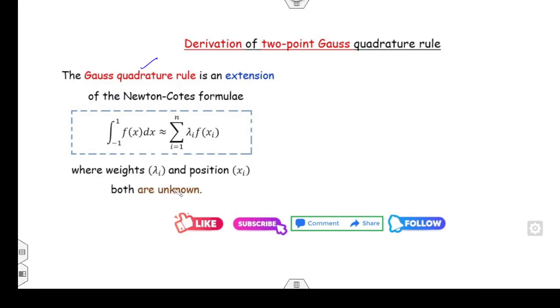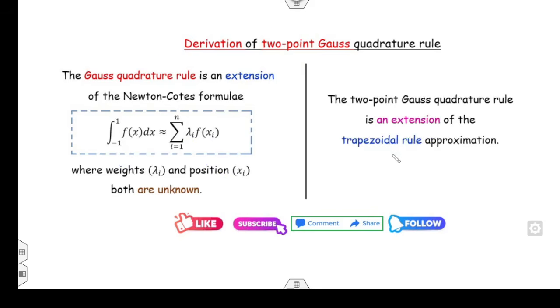Remember that in the Gauss quadrature formula, the lambda is called a weight and the xi are called the positions, or nodes. Both are my unknowns. The two-point Gauss quadrature formula is basically an extension of the trapezoidal rule approximation.